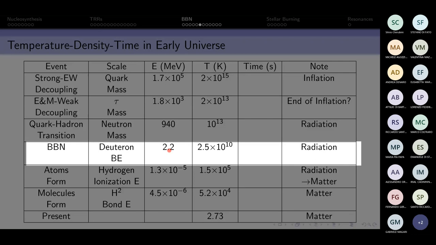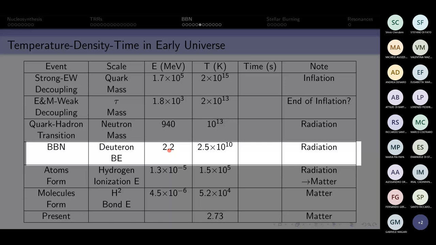25 billion Kelvin. What does BBN stand for? Big Bang Nucleosynthesis, BBN. That's when we started to make nuclei. Can you repeat what is k?